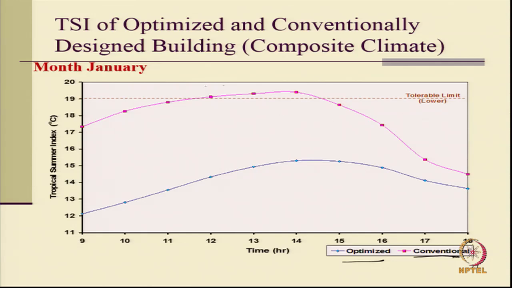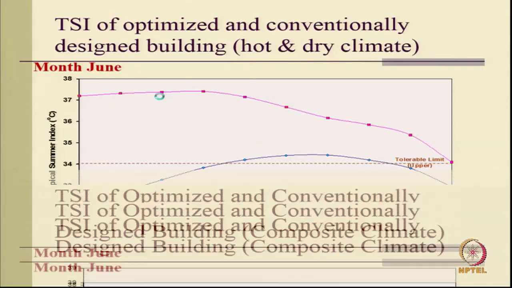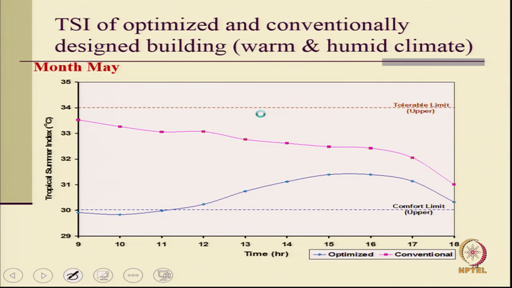For the conventional building in the month of January, it goes beyond the tolerable lower limit, and sometimes it is above. This is the conventional and this is the optimized building; sometimes it could be lower, depending upon the composite monsoon climate. This is the upper limit, the cooling comfort limit, and it was not comfortable for a given type of building. For the month of June, for each month one can look into the upper and lower limits. Most of the time this is below the lower limit, this is above.